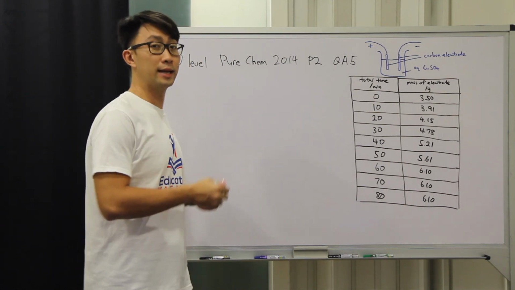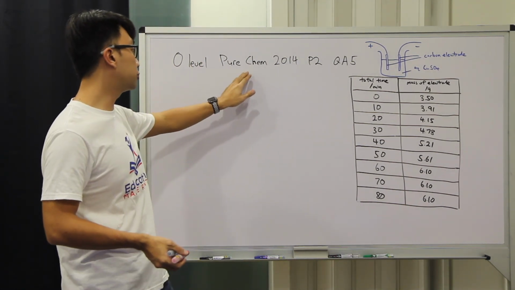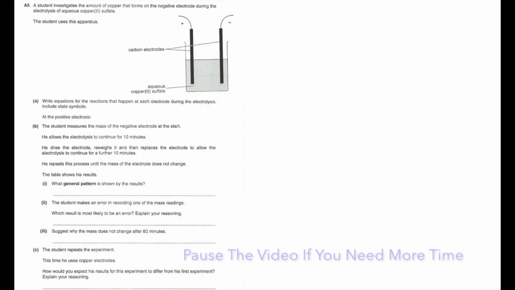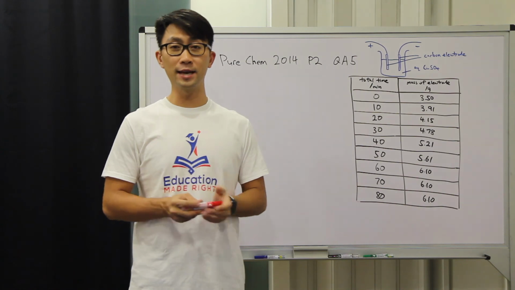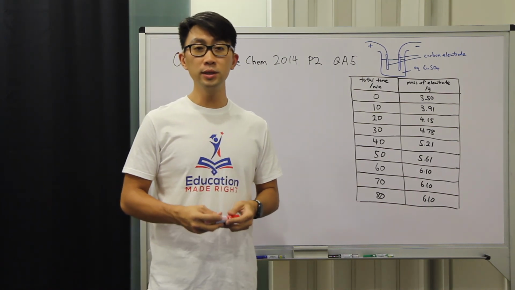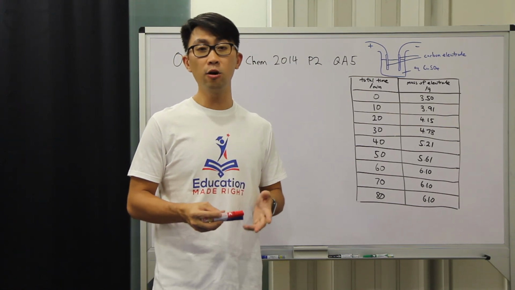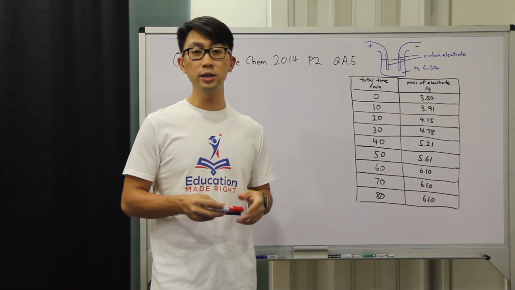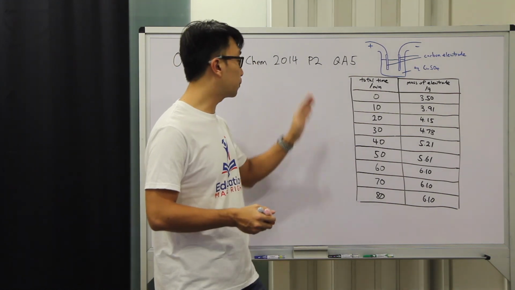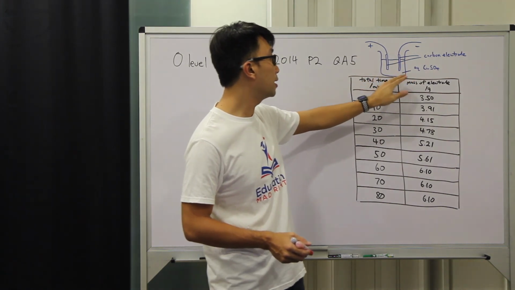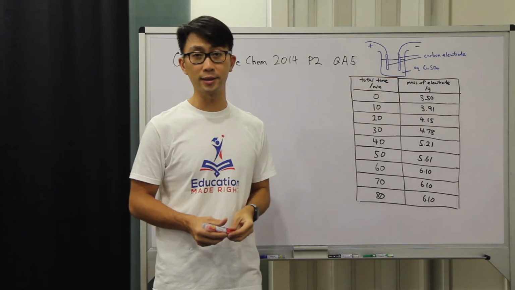Alright, so here I've chosen another question from O-Level Pure Chemistry 2014, Paper 2, Question A5. First, let's have a look at the question. A student investigates the amount of copper that forms on the negative electrode during the electrolysis of aqueous copper(II) sulfate. The student uses this apparatus, and I've copied down the diagram here on the board. Basically, it's using carbon electrodes and copper(II) sulfate as the electrolyte.